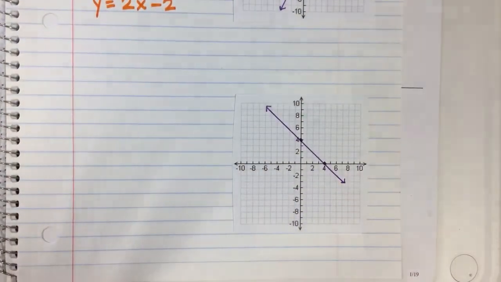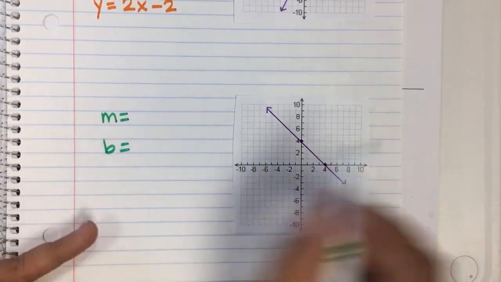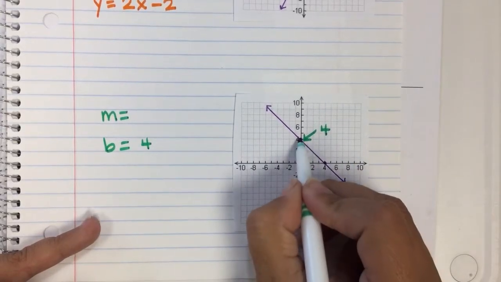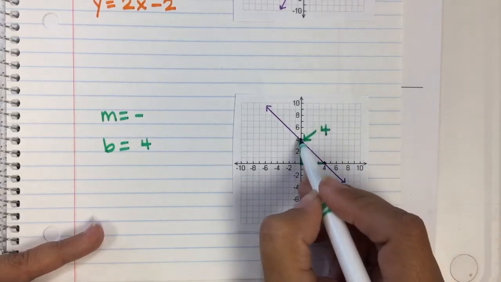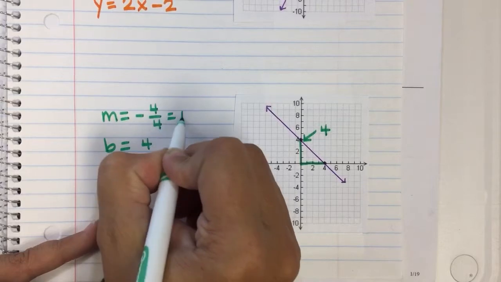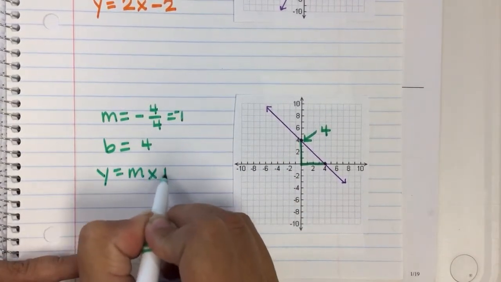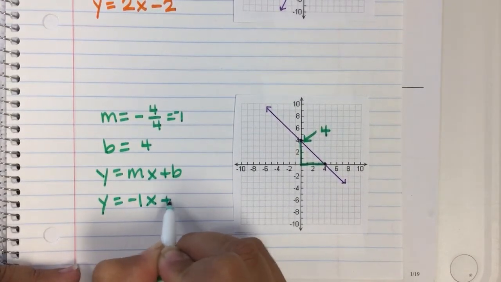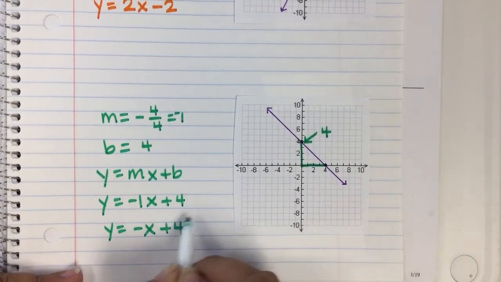All right, look at this one. We've got to determine the slope and the y-intercept. Here the y-intercept is 4. And then I'm going to count my slope using rise over run. This is negative, so it's a fall. I go down 4 over 4, so it's -1. So when I plug that into y equals mx plus b, y is equal to -1x plus 4, or I can just say -x plus 4.